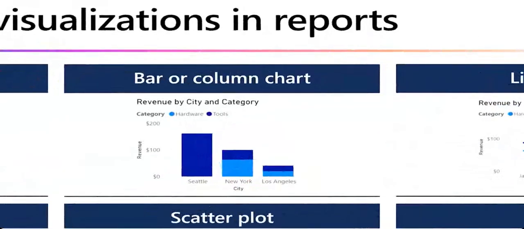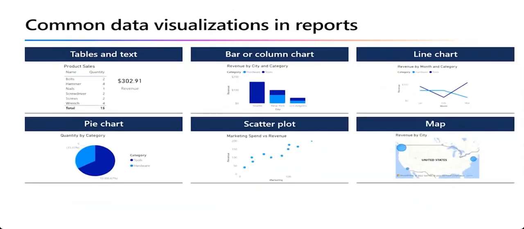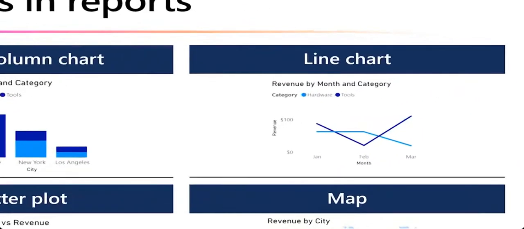Then you have bar and column charts. These are a good way to visually compare numerical values for discrete categories. Then you have your line charts, which can also be used to compare categorized values and are useful when you need to examine any trends, often over time.